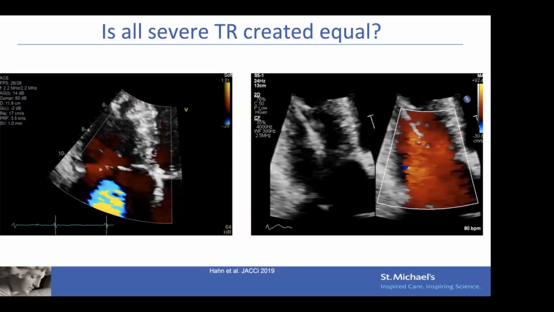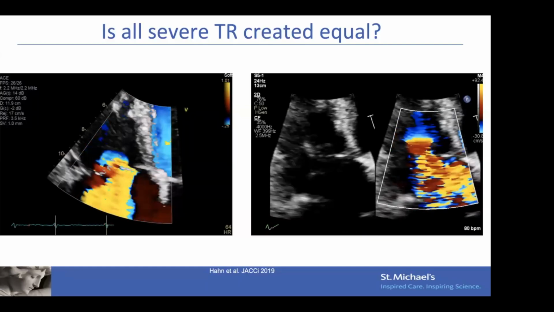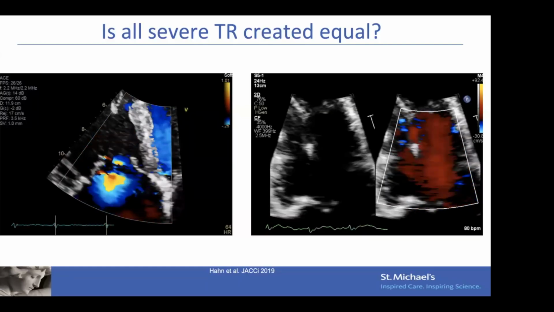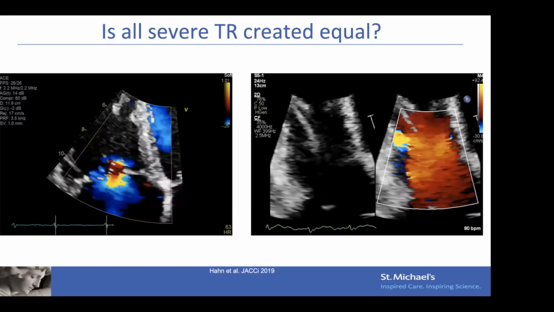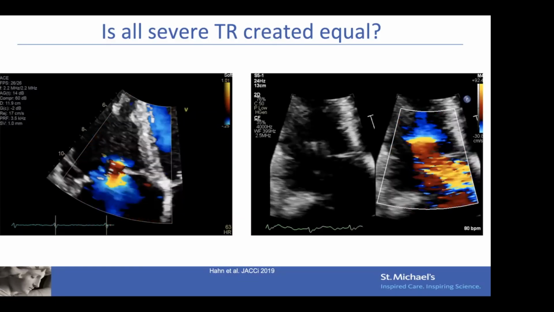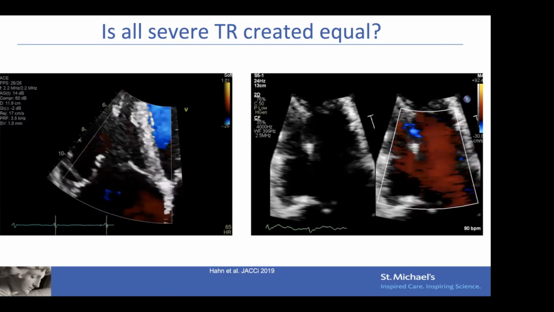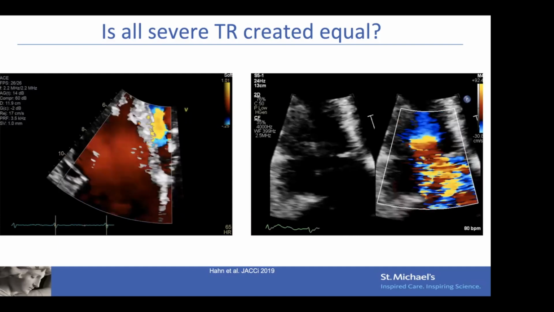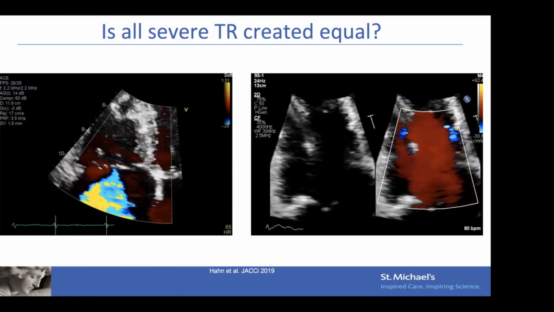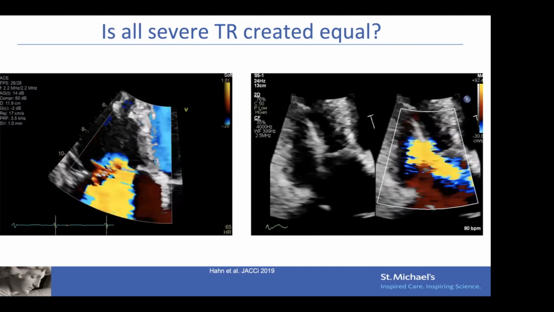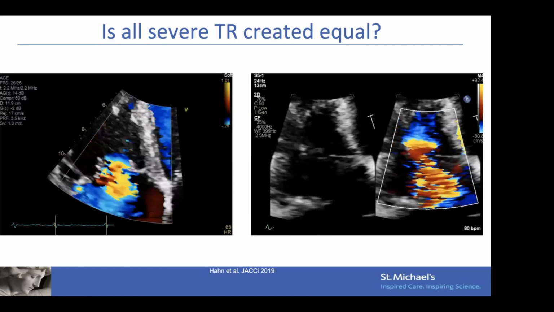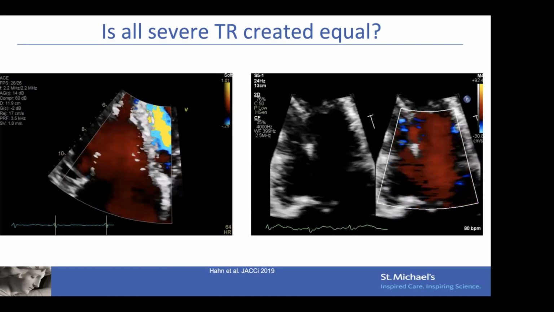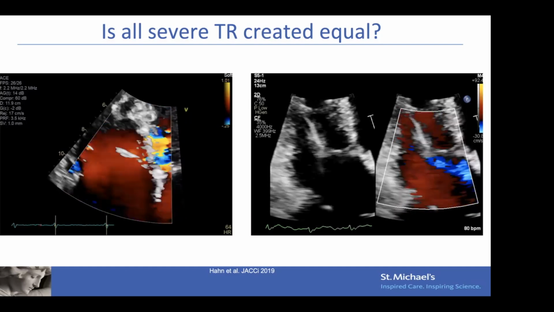Another important question about tricuspid regurgitation, particularly severe TR, is whether all severe TR is created equal. And with that I mean, do a patient with an EROA of 0.5 versus an EROA of 1 have the same prognosis, because they would all fall within the same category as severe, or is there a difference? Does the prognosis continue to decline with worsening TR?